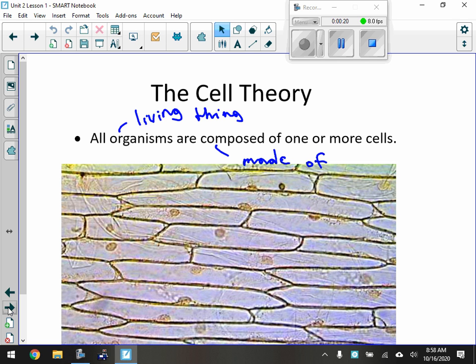Now this is where we're going to start copying, but there are three parts to the cell theory. The first one is this right here: all organisms are composed of one or more cells. When we talk about organisms, we're talking about living things, whether it be trees or people or whatever, and composed means made up of. So all living things are made up of one or more cells.